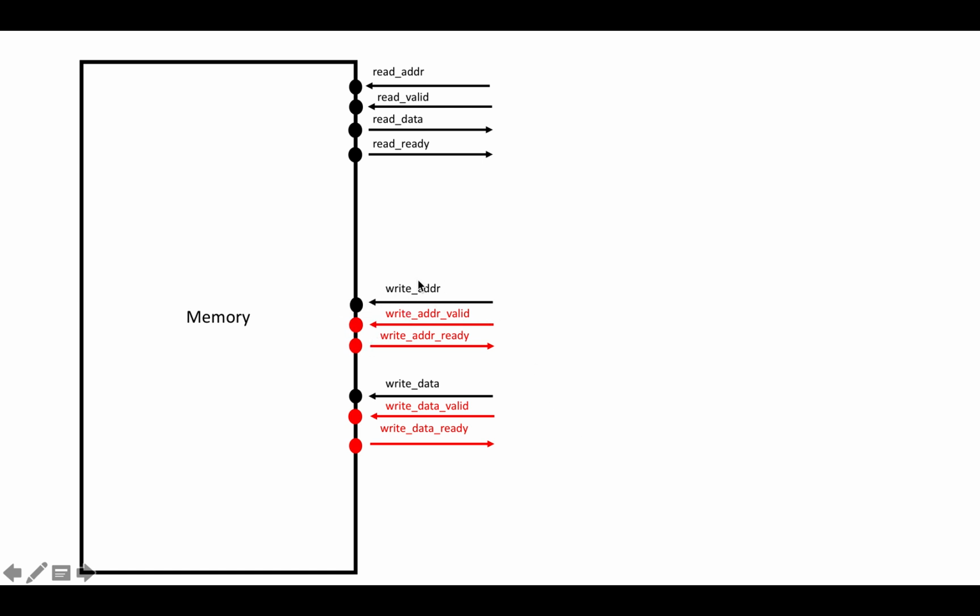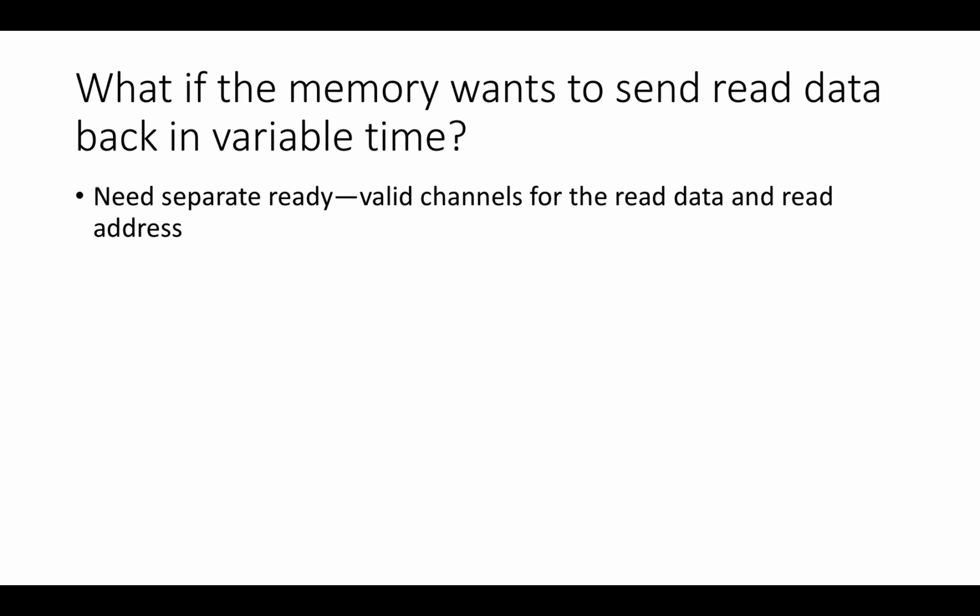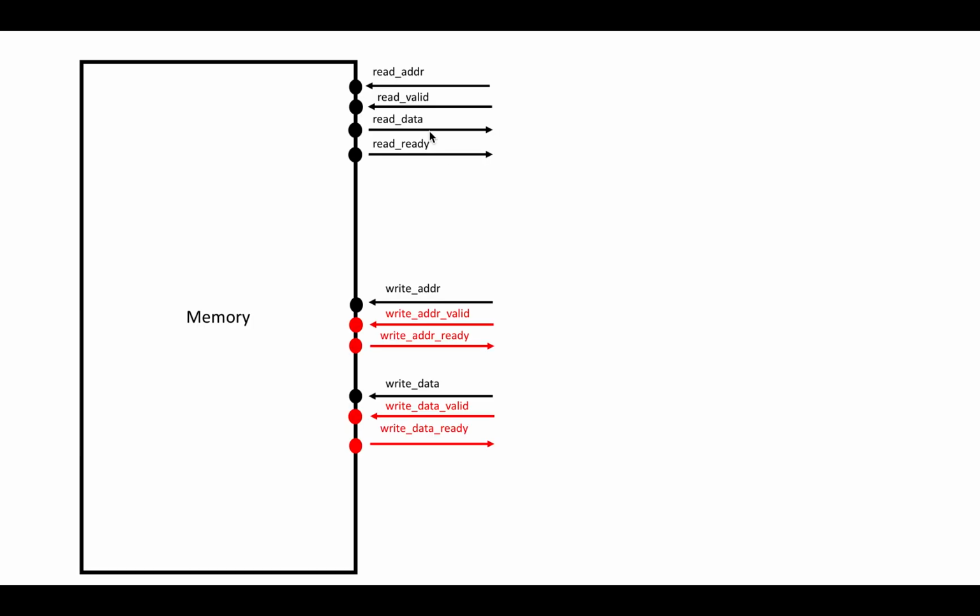Which are basically just some data and then ready and valid signals for communicating when that data is actually being passed. Okay, so to generalize more, what if the memory doesn't send the read data back in a fixed amount of time? In our read part of the interface, we send in the read address and the memory tells us when it's ready to do reads, and we say when we want to do reads through the valid. And then it's just assumed that some fixed number of cycles later, the read data will be valid.